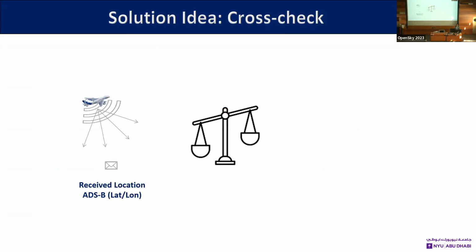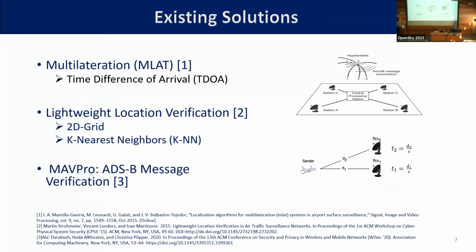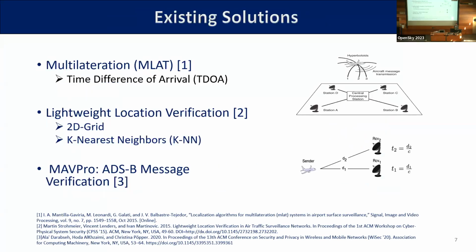By comparing the received ADS-B messages, from OpenSky as an example, with the computed or expected location. For sure, this is not new, and there are a lot of existing solutions trying to deal with this cross-check for location verification. Multilateration is a very famous methodology that has been used for a long time. It's based on the message being received by at least 4 receivers on the ground. But I'll come to the challenges.